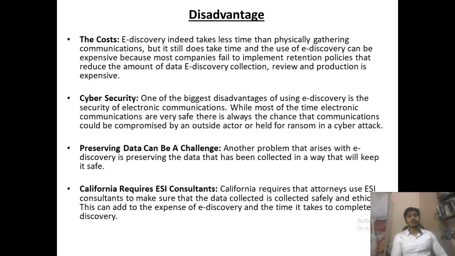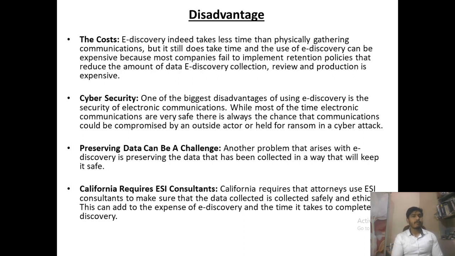So here we will talk about some disadvantages of e-discovery. First one is the costs. E-discovery indeed takes less time than physically gathering communications, but it still does take time, and the use of e-discovery can be expensive because most companies fail to implement retention policies that reduce the amount of data. E-discovery collection, review, and production is expensive.